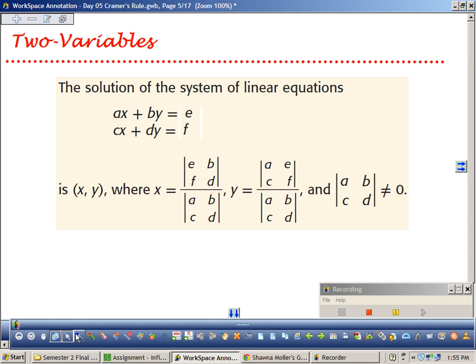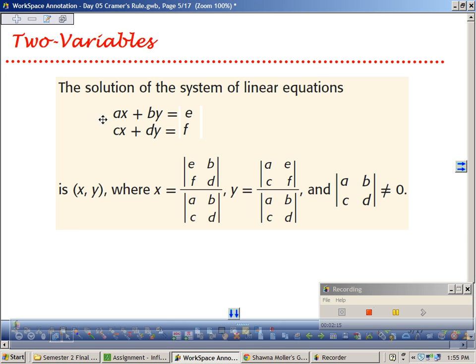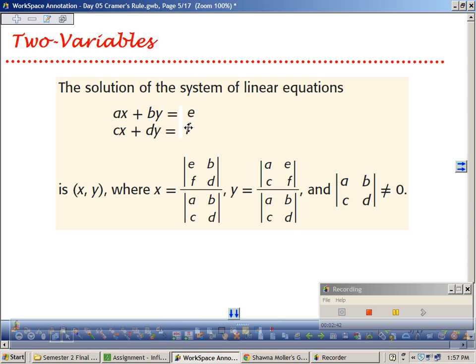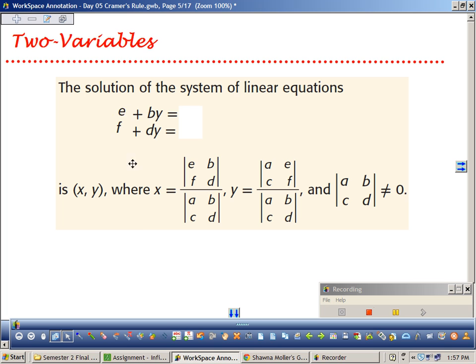Okay, so real generic, the solution of the system of linear equations, the same thing I just showed you, is, check this out. If I want to find x, I would take the constants that are equal to the third column right here and cover up my x column. E, B, F, D.